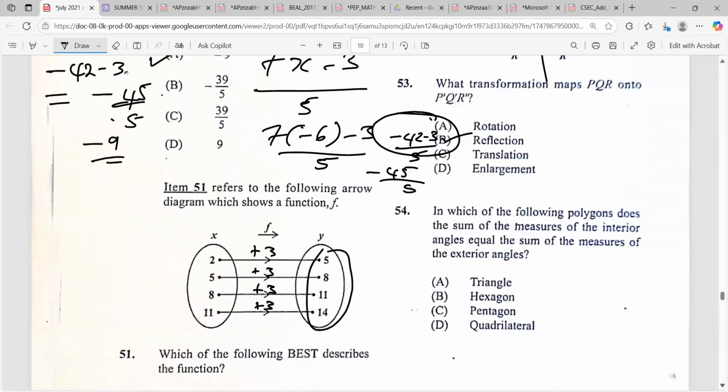In which of the following polygons does the sum of the measures of the interior angles equal the sum of the measures of the exterior angles? Now, any exterior angles add up to 360, right? The exterior angles add up to 360. So we just need which one has interior angles of 360. Triangle, no. Quadrilateral, yes. These are both 360, right?